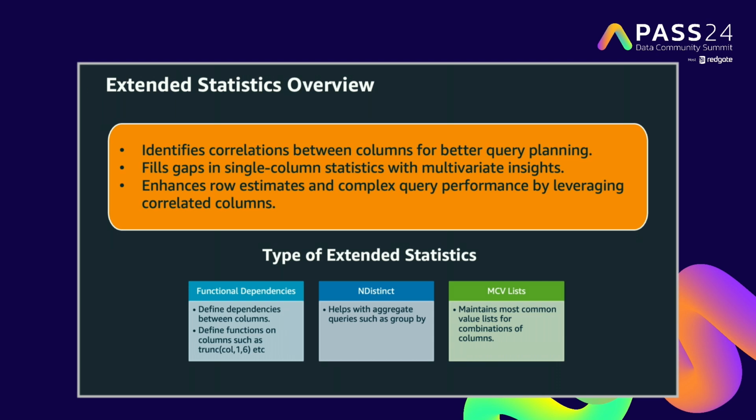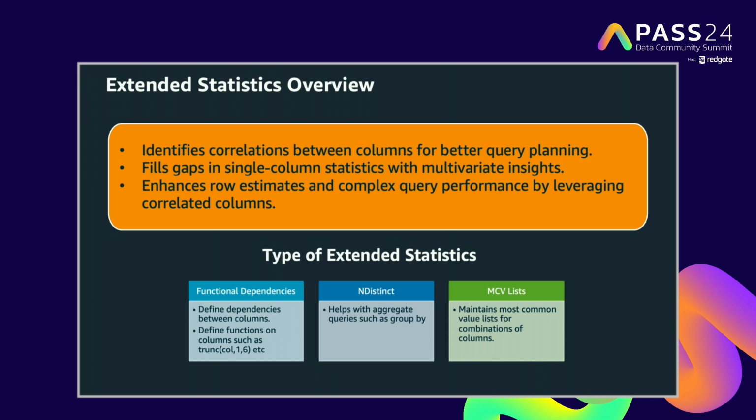Extended statistics are what you create when there is correlation between different columns. Like I gave a very simple example of manufacturer and model of a car. Another common example is city and state. Such columns have dependencies, and in that case extended stats come into the picture. Extended statistics are something you can create with a simple CREATE STATISTICS command.